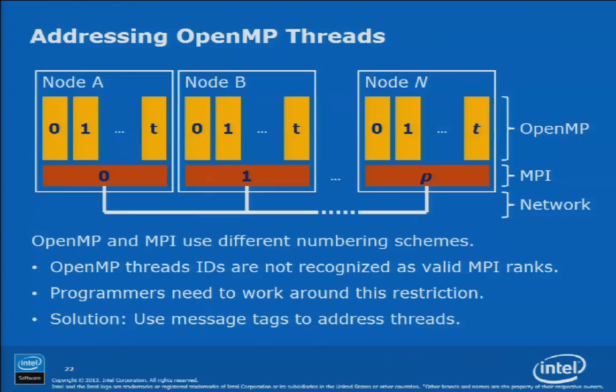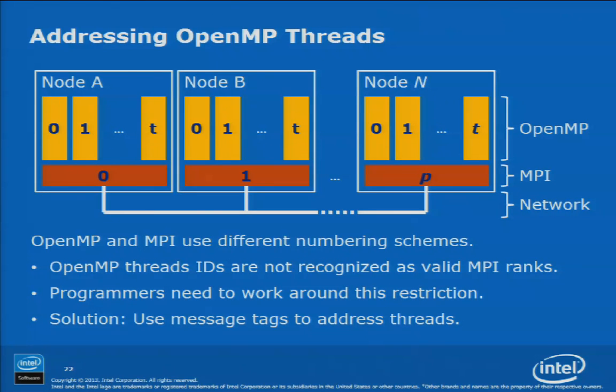Okay, so the problem is as follows. You got this network, you got the individual nodes, and you got an address space from MPI from 0 to P. That's the number of MPI ranks that you have. And then, for the sake of simplicity, I would assume that every process has the same number of threads, and then inside a node, you get another level of numbering from 0 to T, with T being the number of OpenMP threads in that particular process. Okay? The problem now is that the OpenMP thread IDs that you have are first non-unique, and MPI doesn't recognize them, right?